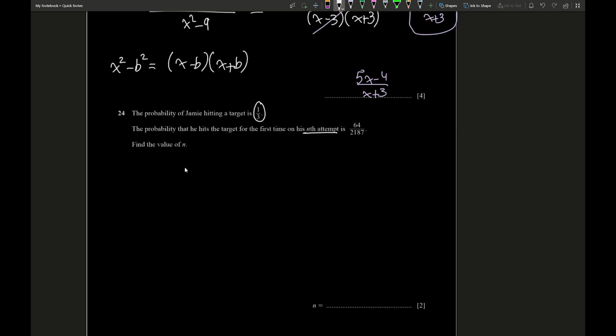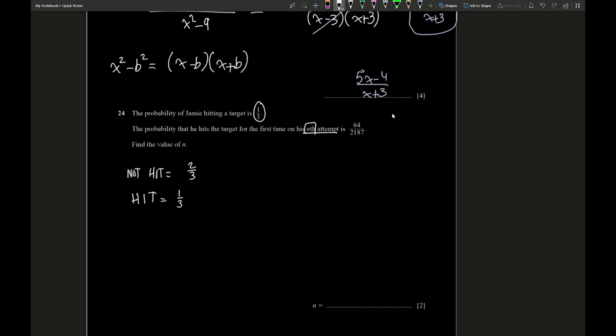Alright, so basically the probability of Jamie hitting the target is 1 over 3, and the probability of Jamie not hitting the target is 1 minus 1 over 3, which is 2 over 3. So not hit is equal to 2 over 3, and hit is 1 over 3. Now Jamie has been attempting to hit the target for a while, but all his attempts have failed until a certain attempt, which is the nth attempt. He finally has hit the target on the nth attempt.